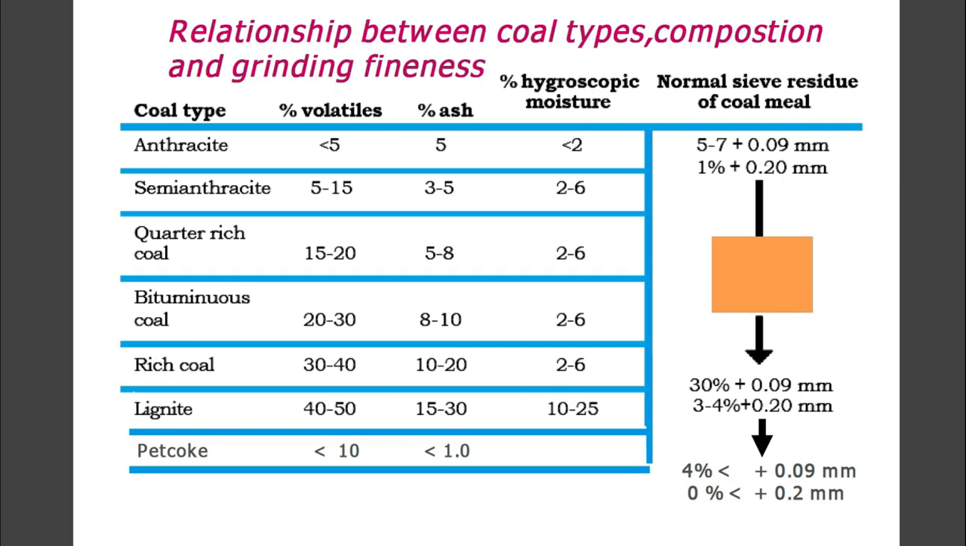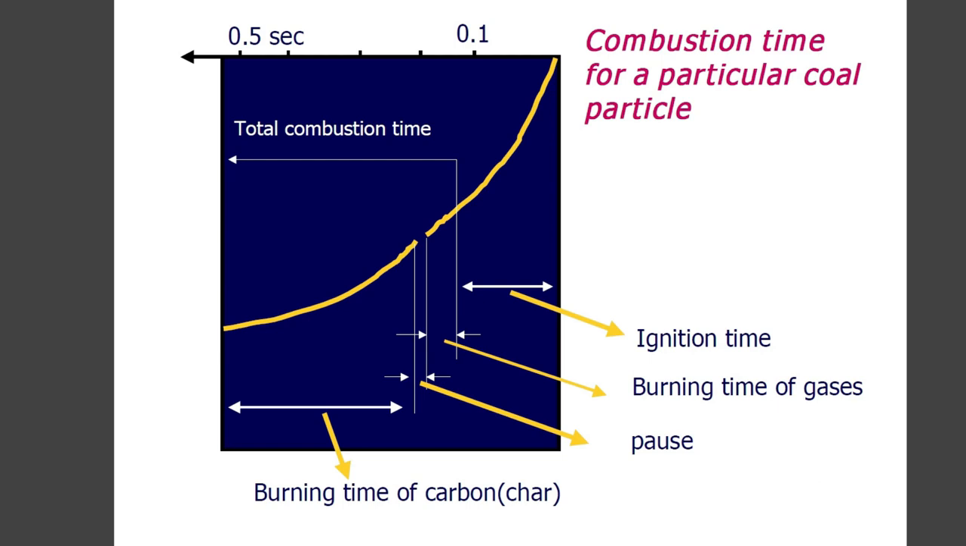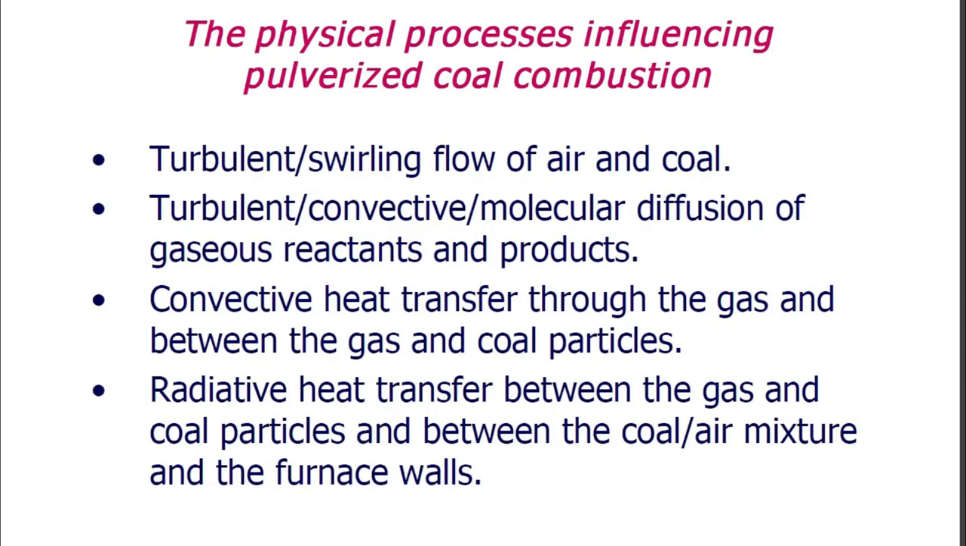Relationship between coal types and composition and grinding fineness. Combustion time for a particular coal particle. The physical processes influencing pulverized coal combustion. The first point, turbulent or swirling flow of air and coal. Second, turbulent or convective or molecular diffusion of gaseous reactants and products. Convective heat transfer through gas and between the gas and coal particle. Radiative heat transfer between gas and the coal particles and between the coal-air mixture and the furnace walls.